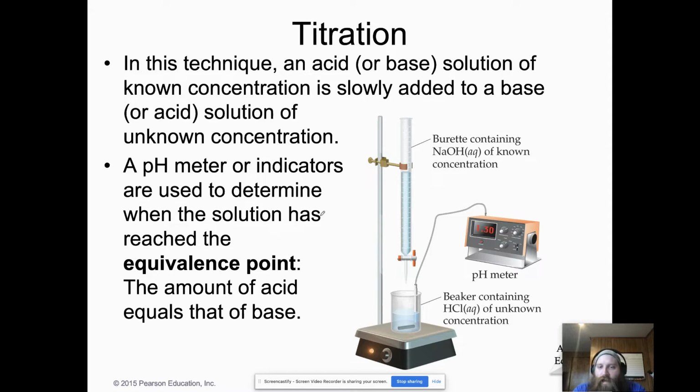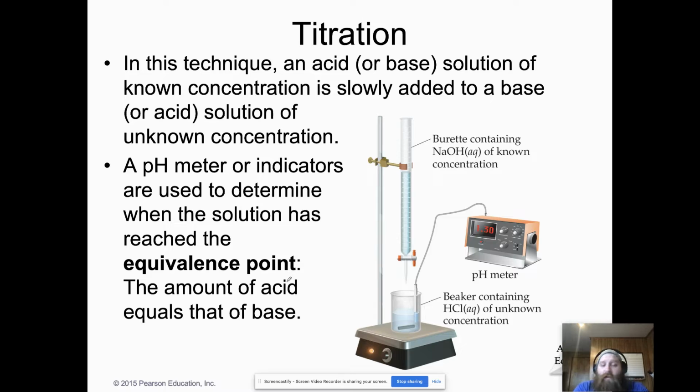So let's look at this example we have here in the picture. We have a known concentration of base, and we're adding it to an unknown concentration of acid. We've got a pH meter in there, and the pH meter is going to tell us when we've reached something called the equivalence point. Typically, if we're using a strong acid and a strong base, like we are in this case, the equivalence point is going to be 7. So when we hit 7, we know we have an equal amount of strong acid and strong base.